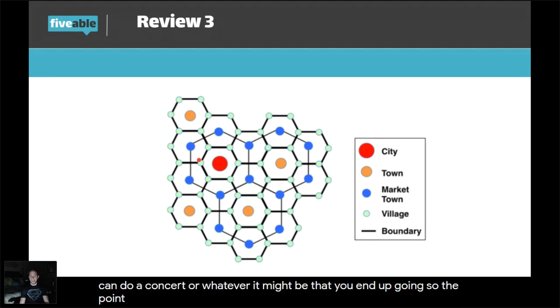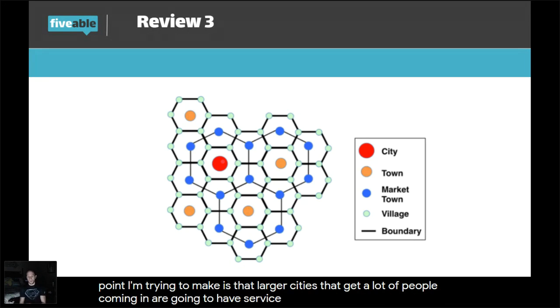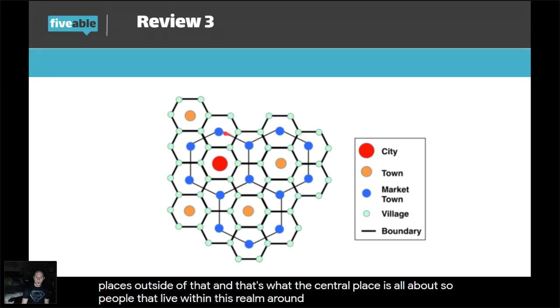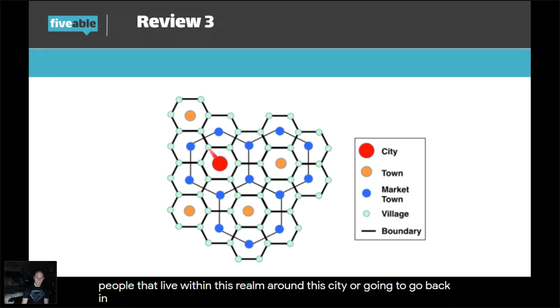So the point I'm trying to make is that larger cities that get a lot of people coming in are going to have services available that you can't get from places outside of that. And that's what the central place is all about. So people that live within this realm around this city are going to go back and forth to that city looking for services that they need that aren't accessible in places where they may live.